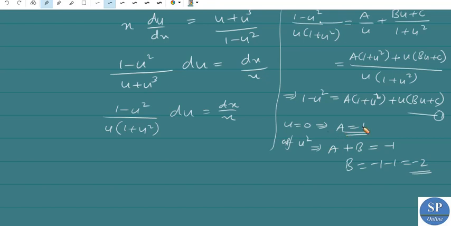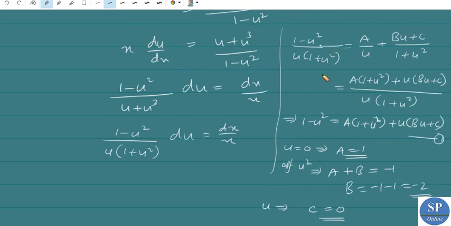Now to get the value of c, we can take the coefficient of u. On the right hand side the coefficient of u is only c, and on the left hand side the coefficient of u is 0. So c equal to 0. So we have a equal to 1, b equal to minus 2, and c equal to 0. From this we can write 1 minus u square divided by u into 1 plus u square equal to a by u plus bu plus c divided by 1 plus u square.